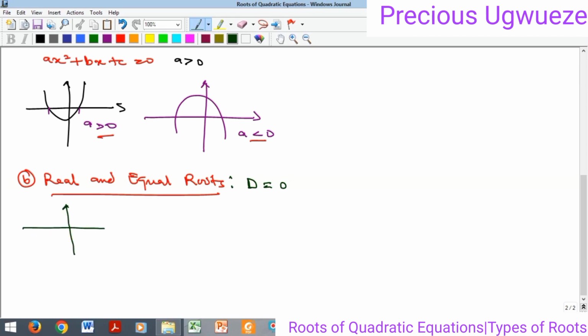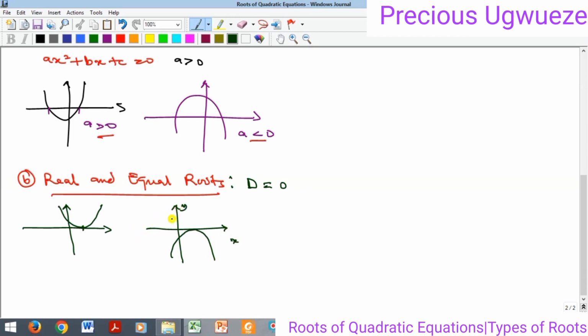I'm going to use just a small graph now. So if they are real and equal, it is just going to touch the x-axis at a point, something like this. That's to show that both roots of the quadratic equation are at just one point here. And remember that for this, your a is greater than 0, and the other way round, if it is this way, then your a is less than 0. Always remember that this is your x-axis and this is your y-axis.